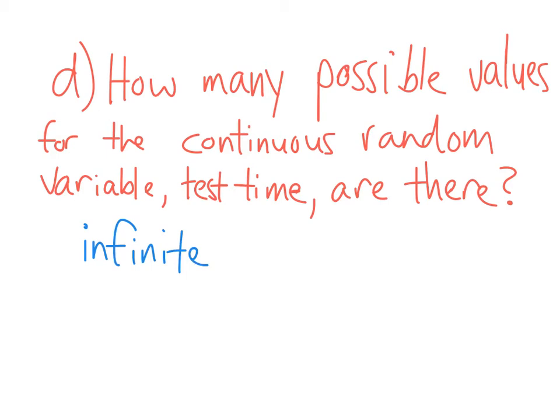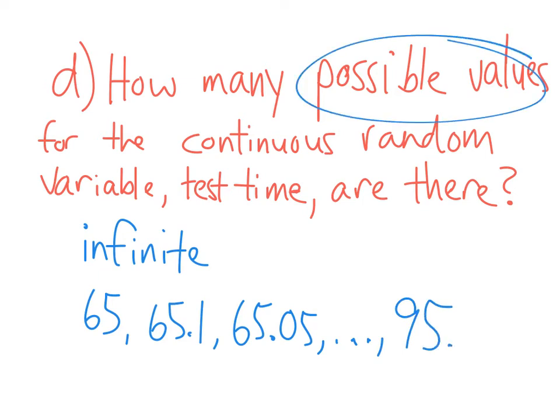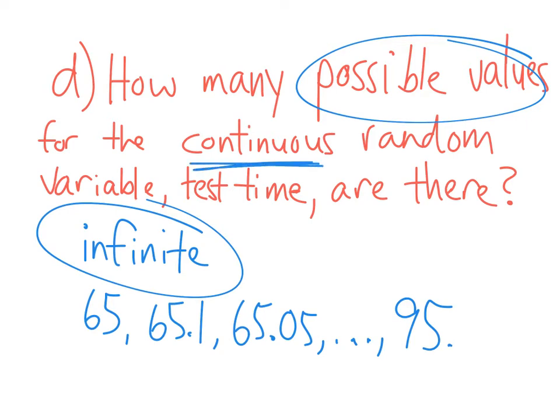For example, 65 minutes, 65.1 minutes, 65.05 minutes, all the way up to our upper limit of 95 minutes. So how many possible values are there for this continuous random variable test time? There's an infinite number. That's what makes it continuous.